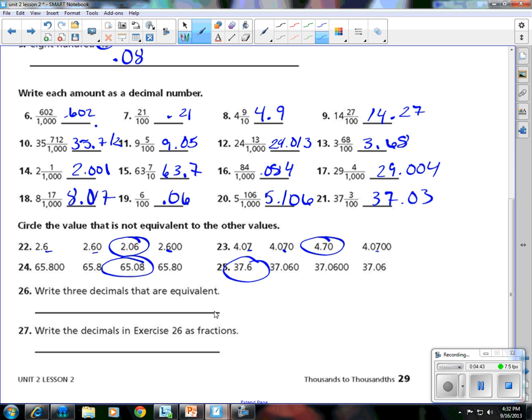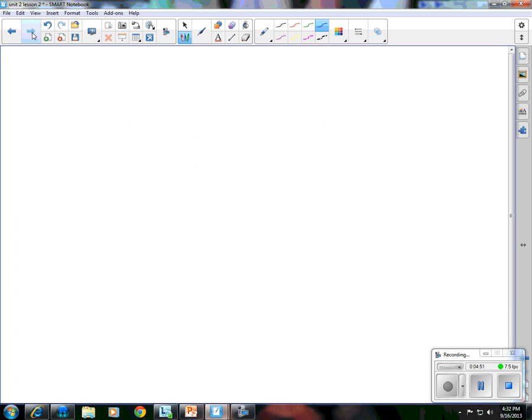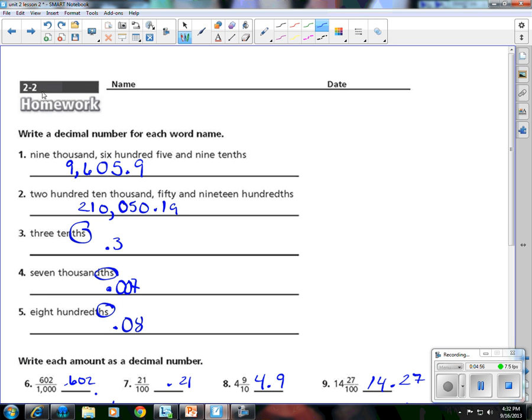Okay, 3 decimals that are equivalent to each other, you guys can figure that out for yourselves. I'll let you guys come up with some of those on your own. Okay, one more bit that I want to do for you is talk about, let's come back here. This is word form here, up at the top, that was word form, and then number form.